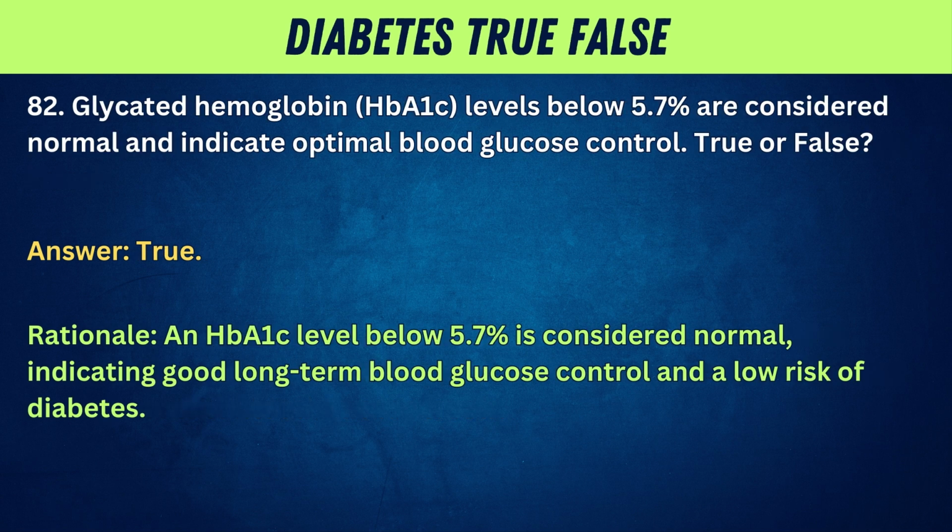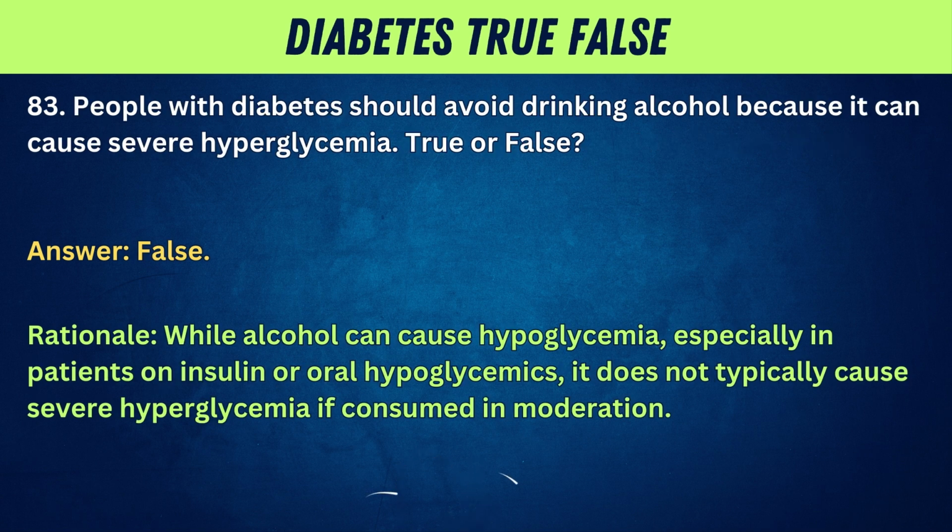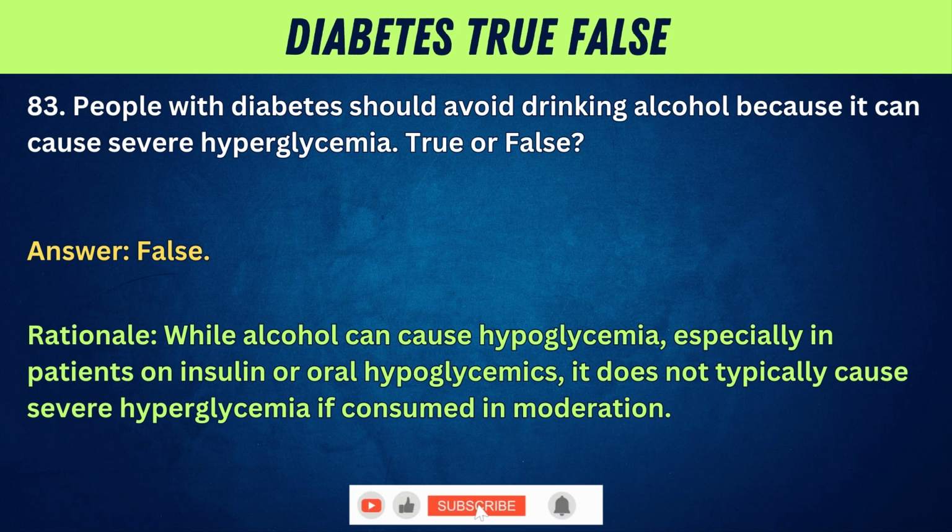82. Glycated hemoglobin, HbA1c, levels below 5.7% are considered normal and indicate optimal blood glucose control. True or false? Answer: true. Rationale: an HbA1c level below 5.7% is considered normal, indicating good long-term blood glucose control and a low risk of diabetes.